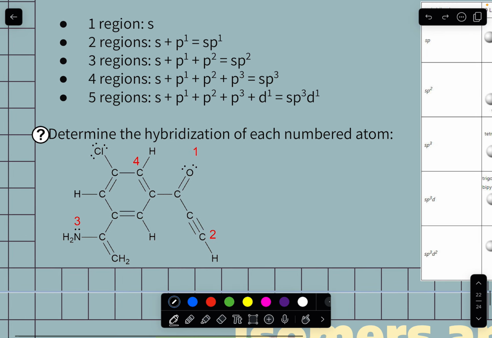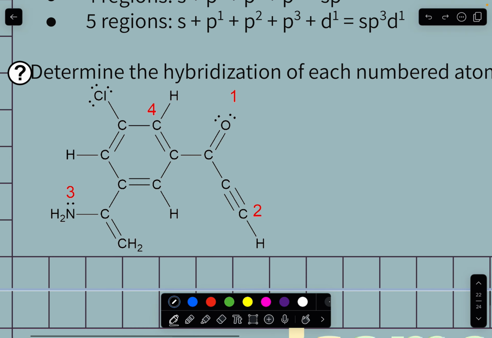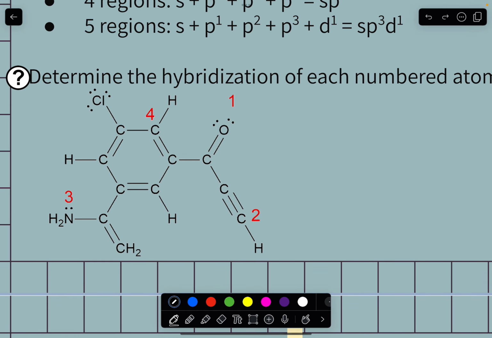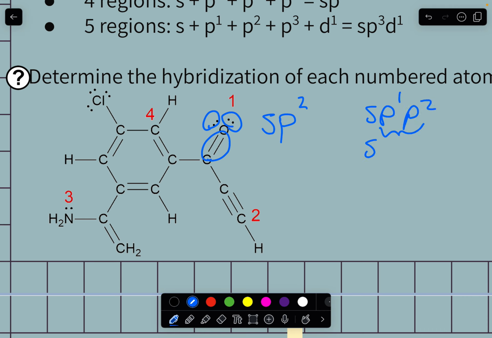Okay. So what this looks like is if we have this compound down here, let's determine the hybridization of each numbered atom. Remember, we're only looking at shared electrons. So we're looking at electron densities. For this oxygen, we have 1, 2, 3 electron densities. So S comes first, we have 1 of those. Then each additional 1 goes into the P. Okay. Don't write it like sp1, p2. Combine like terms. So S and then p1, p2 going to combine for p2.